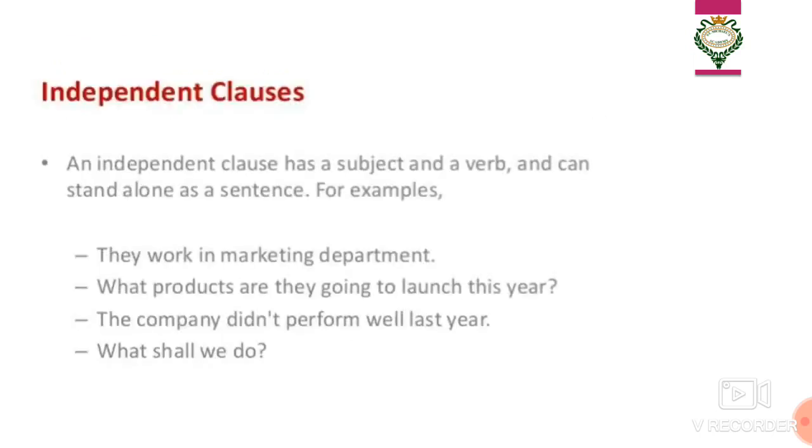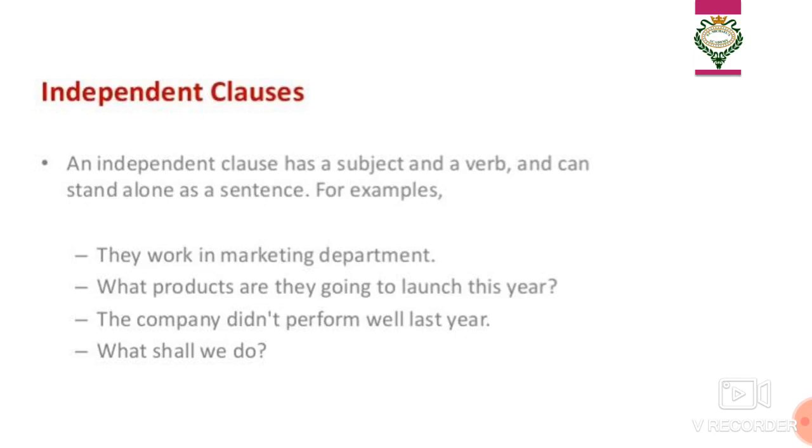Now, what is an independent clause? An independent clause has a subject and a verb and can stand alone as a sentence. That means it has a complete meaning of its own. So, whenever a group of words which has a subject and a verb stands alone or has a complete meaning of its own, or we can say it makes complete sense, such a clause is called a principal or main clause.